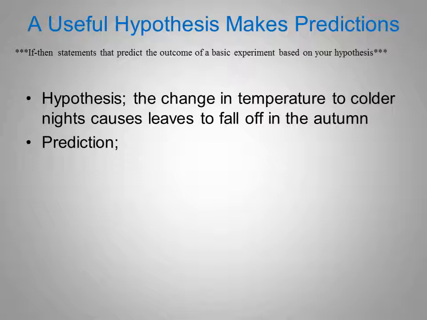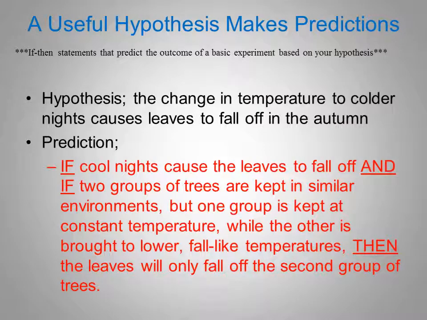So again, a useful hypothesis is able to lead you to make predictions about your experimental outcomes. Our hypothesis that the change in temperature to colder nights causes leaves to fall off of trees in the autumn leads us to a prediction that we can then put as an if and then statement. If cool nights cause leaves to fall off of trees, and if two groups of trees are kept in similar environments, but one group is kept at constant temperature, while the other is brought to a lower fall-like temperature, then the leaves will only fall off the second group of trees. As you can see, our hypothesis has allowed us to make a prediction about our experimental outcome.